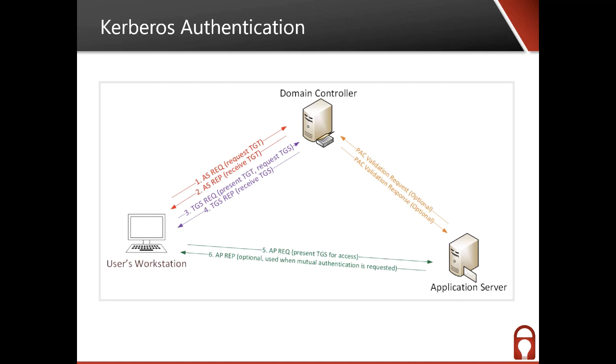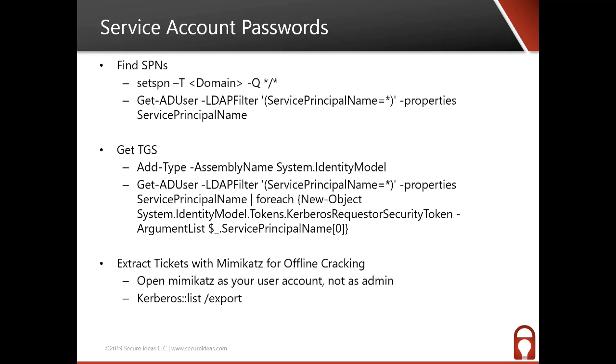The user then forwards that ticket over to the application server or the service that he wants to access. The service, because it's running as that service account, can then open the ticket and say, yes, you are allowed in, or no, you're not. This is all very secure, right? The user himself can't open any of the tickets. So how can we exploit this?